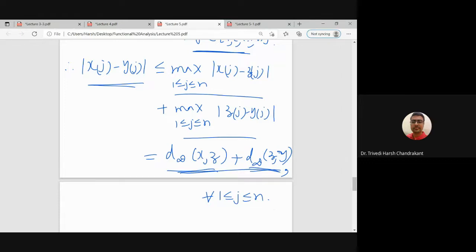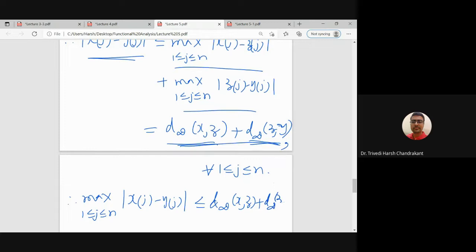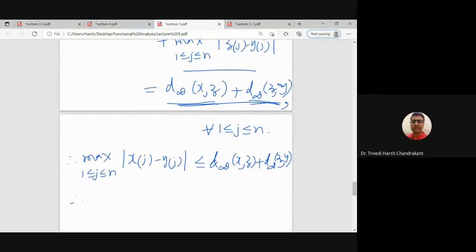So now we can take the maximum over the left side. That is less than or equal to d infinity of x, z plus d infinity of z, y, and this maximum is basically d infinity of x, y.